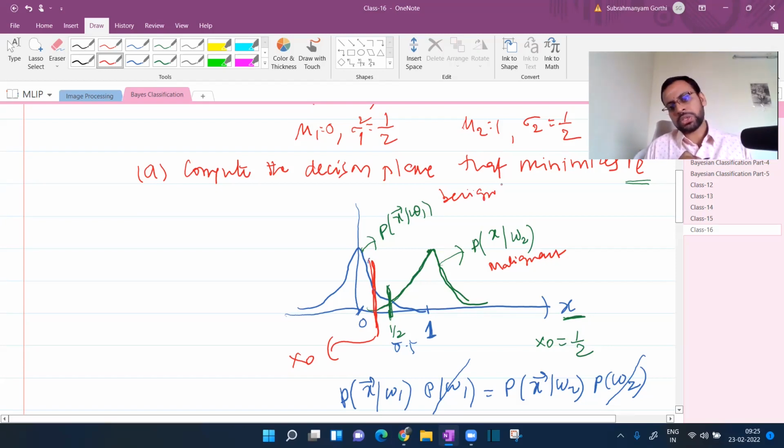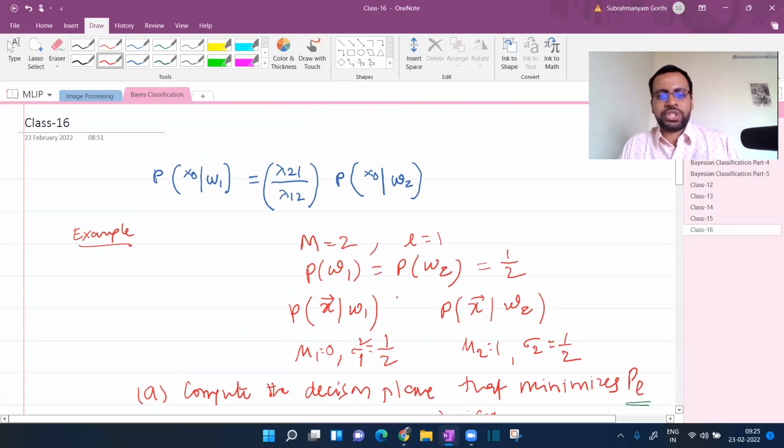Correct? So what is going to happen now? This probability is smaller, so this boundary would move in this direction here, because you would like this error to be small until it becomes too small. That's why the boundary compared to the earlier one has moved to the left.